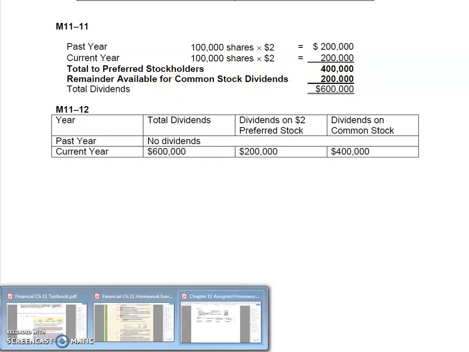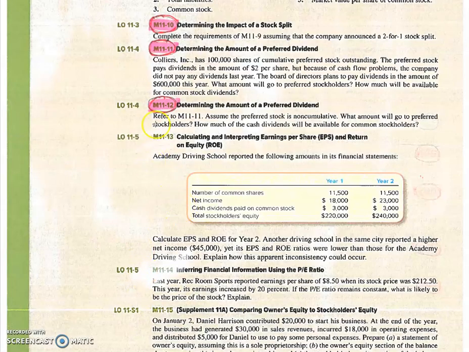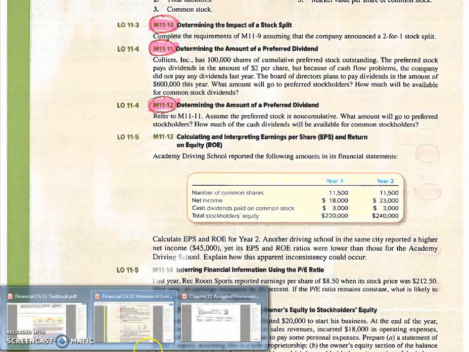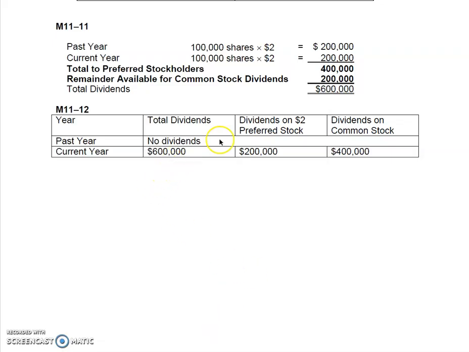Now we go down to the next one and it says refer back to this one, but assume the preferred stock is non-cumulative. What amount will go to preferred stockholders and how much will go to the common stockholders? Well, if it's non-cumulative, that dividend that was not paid last year goes away. And so the preferred stockholders would get their dividend for the current year, $200,000. The other $400,000 would go to the common stockholders.